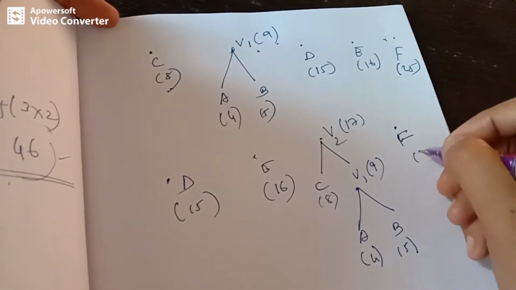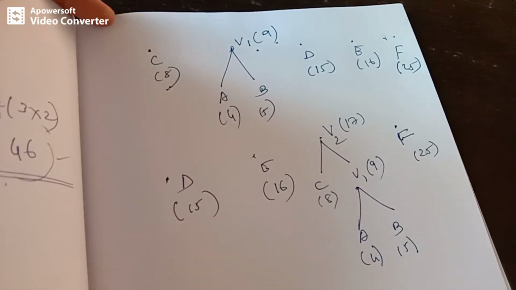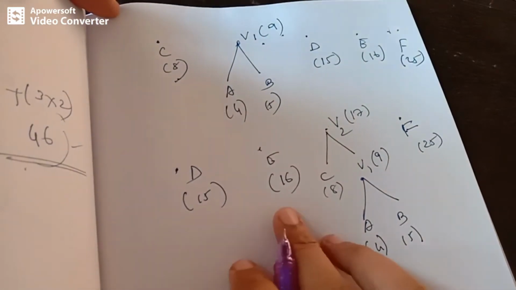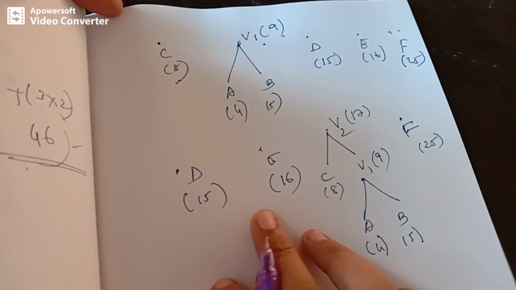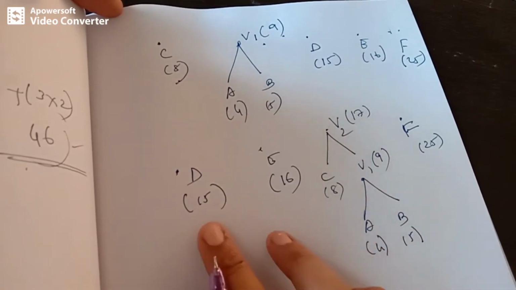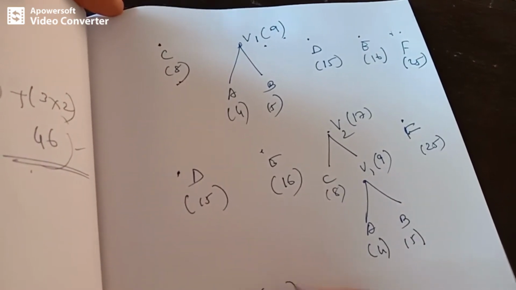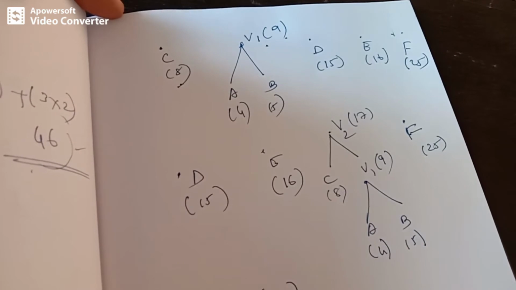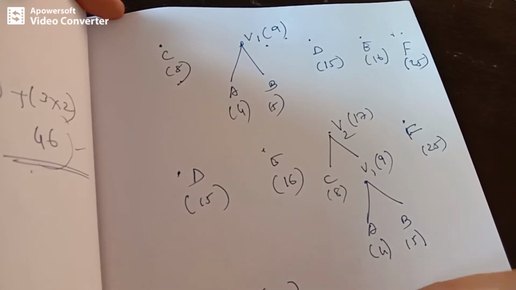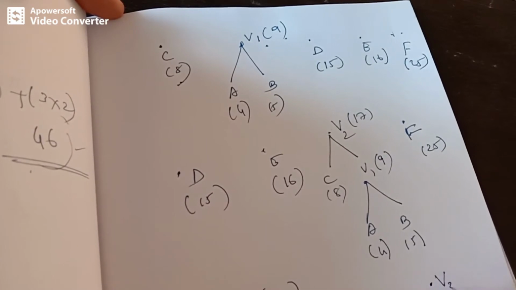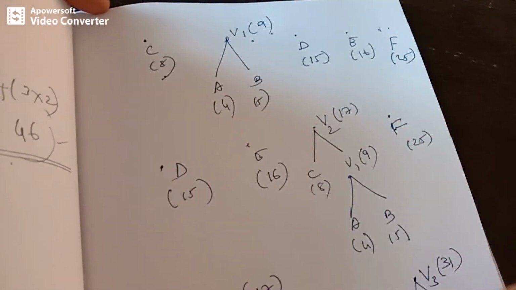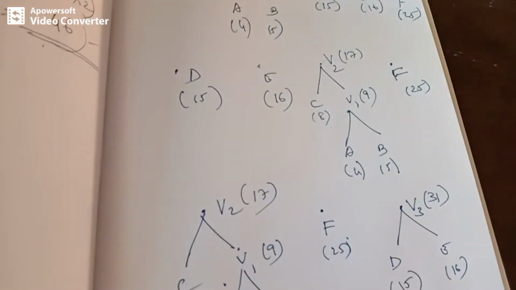So next we will have F, which has the weight 25. Now again you complete the same procedure. Add these two weights. What will be the sum of these two? We have got 31, right? 31 will be placed here. So we arrange them first and then place the tree. Okay, the next vertex will be 25. Next we will have vertex V3, which has 31, and its children are D and E, whose weights are 15 and 16 as mentioned.